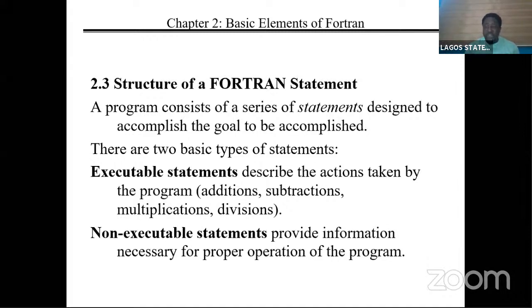But of course, when you say a statement, now that we all understand what statements are, the next thing is to say, what are the types of statements? There are two basic types of statements. One are statements that are going to execute a task that we speak to the compiler, and those ones are called the executable statements. These are statements that describe the action taken by the program. 2 plus 2, 2 minus 2, the actions taken. 2 times 3 is a statement. It tells you that it must be executed to get a result.